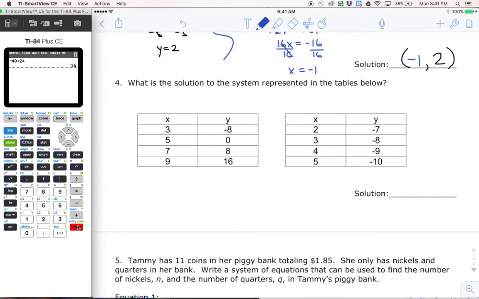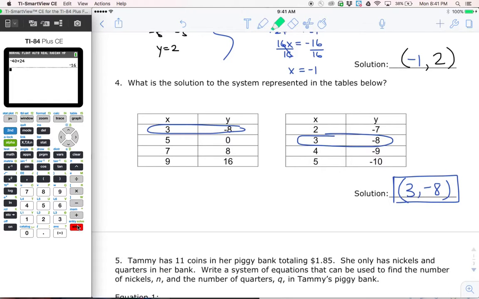Problem 4, if you know what you're looking for, it's almost like a free answer. What is the solution? Well, the solution is a point where the lines are crossing. Just a random example here, guys. They will only cross once. They will only have 1 point in common. So look at the tables. Do they have a point in common? Yeah, they do. Look, 3, negative 8 appears in both tables. That's your answer. Don't overthink it. If they share a point, they will only share 1 point. That's your answer. Has to be identical. 3, negative 8, 3, negative 8.